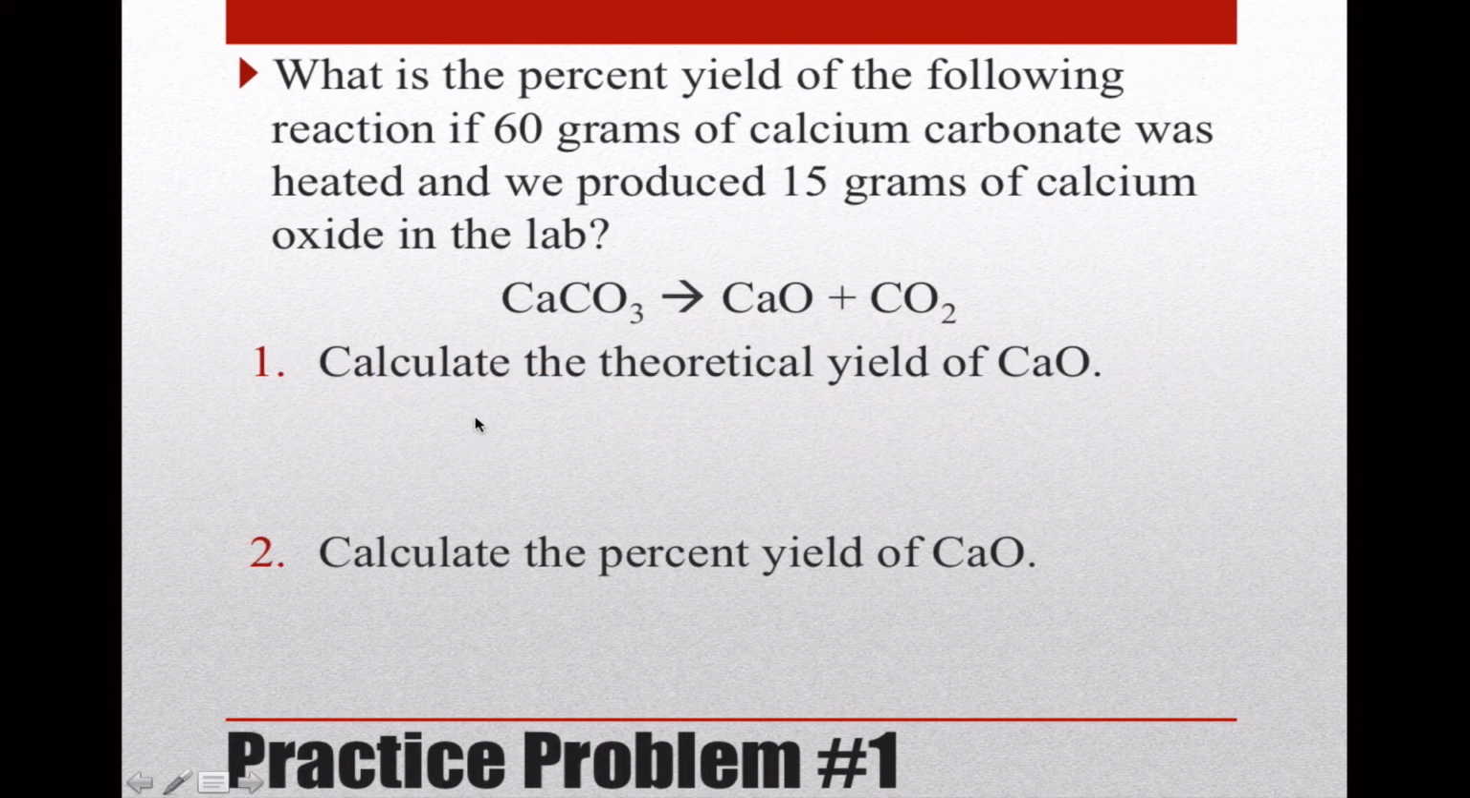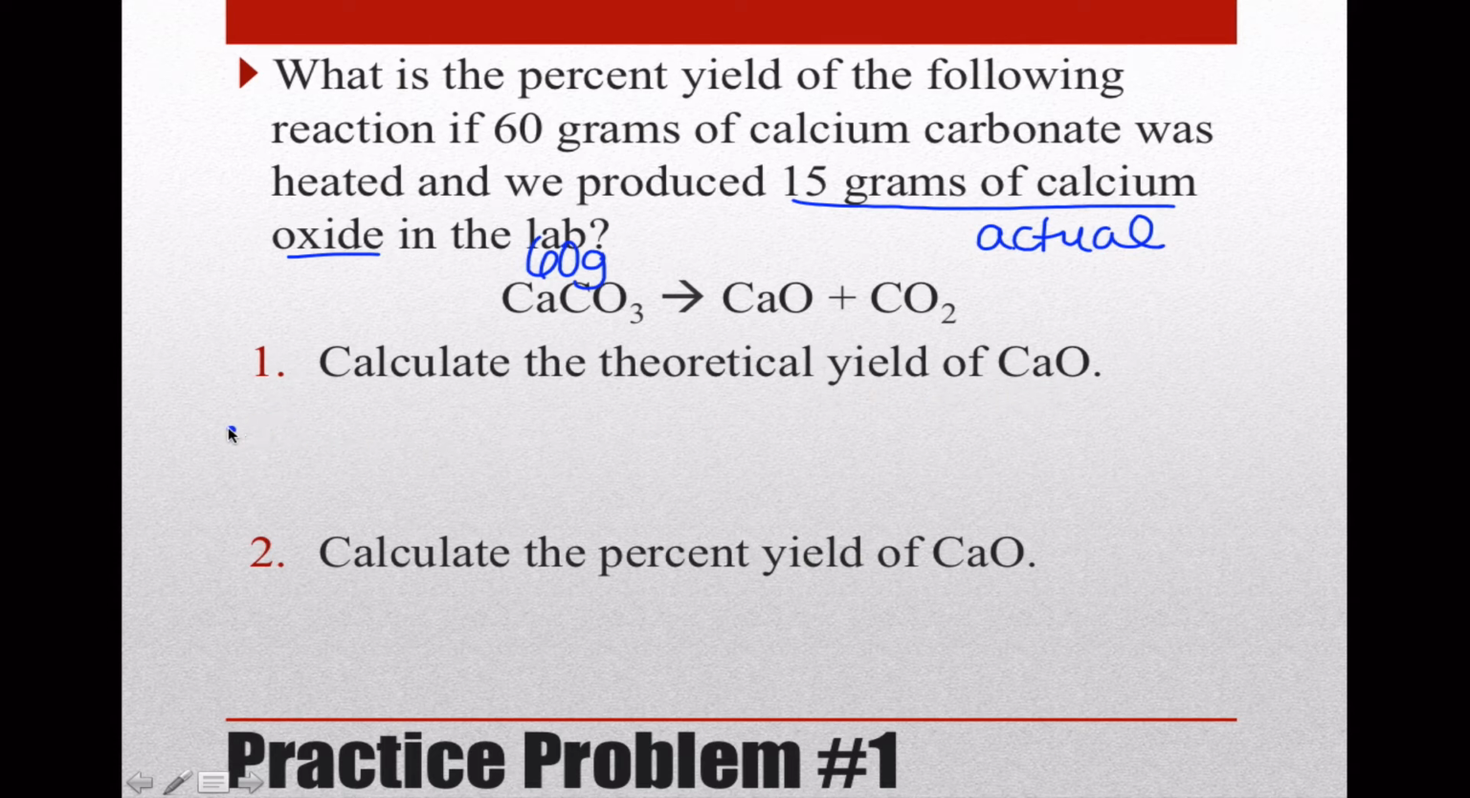Here's our first practice problem. It says, what is the percent yield of the following reaction if 60 grams of calcium carbonate was heated and we produced 15 grams of calcium oxide in the lab? So this 15 grams of calcium oxide, that is the actual yield. We're going to use that when we calculate the percent yield here. But the first thing we need to do is calculate our theoretical yield. What should we have gotten of the calcium oxide?